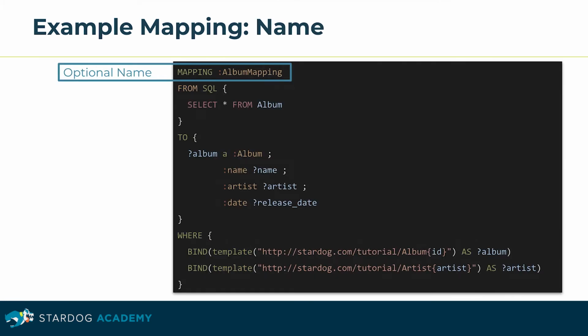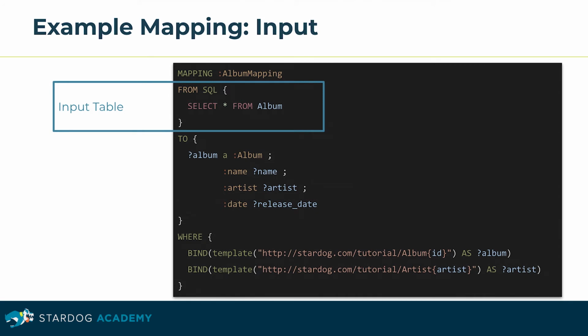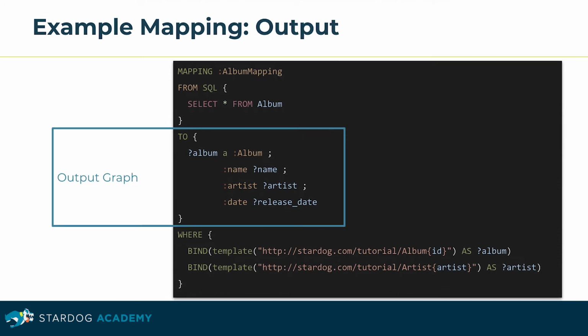Let's look at this at each piece. So first, the name of the mapping is optional, but typically we'll like to provide that. We have our input table, and this here, although it is from SQL in this example, Stardog does support other types. From SQL is one. There is also a from JSON, as well as a from CSV. The content of this binding will be specific to that input type. We then have our output graph, and this follows the same set of rules that you have within your basic graph patterns within a SPARQL query.